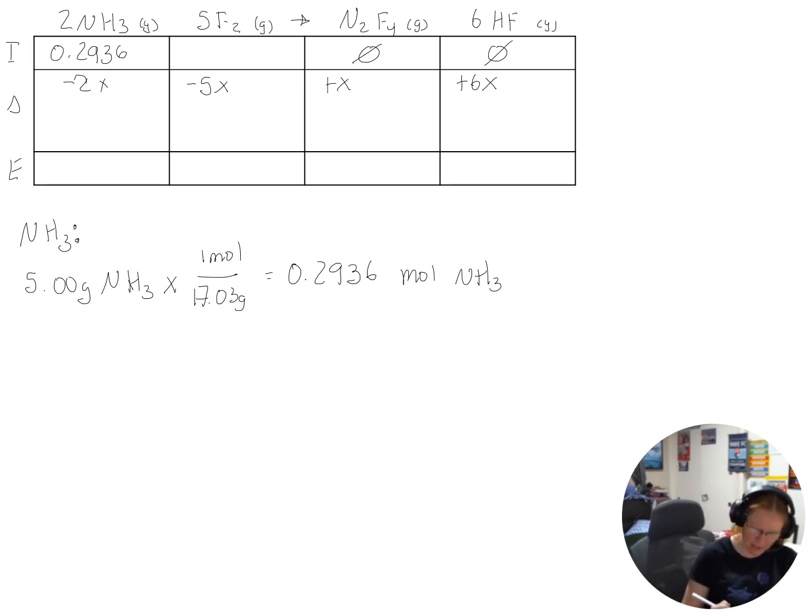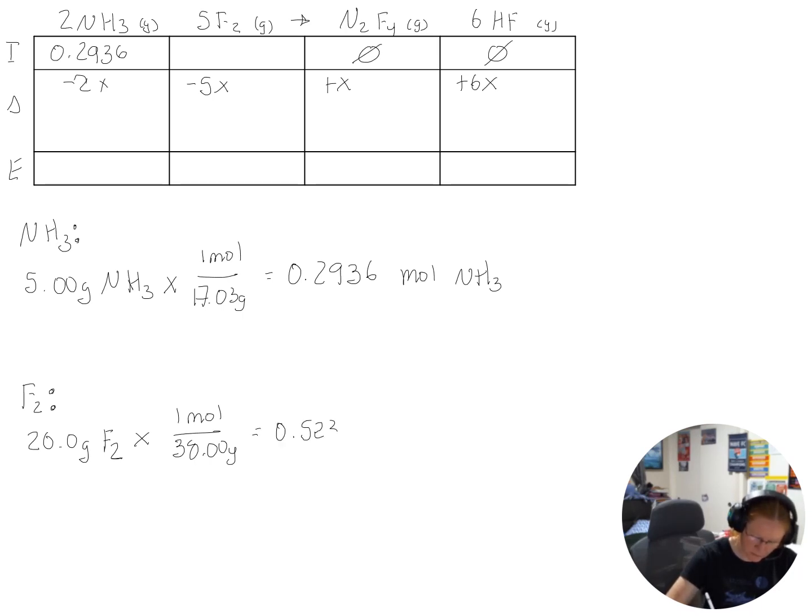Okay. All right, and then we'll get some information about our fluorine. We started off with 20 grams. 1 mole is 38 grams. All right, and so we get 0.5236 moles of fluorine.